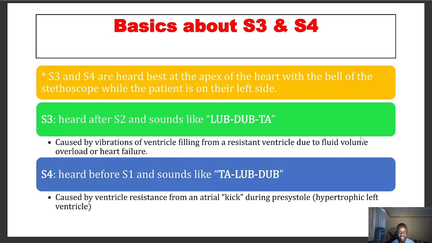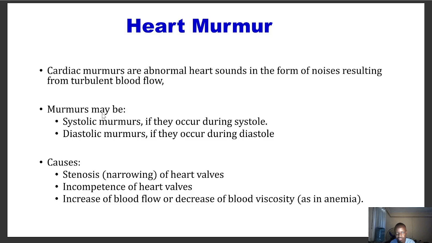Then S4 is always heard before S1. The sound can be like ta, lub, dub. So it starts before S1. What are the causes? It's caused by ventricular resistance from an atrial kick during presystole. So we talk of issues with a hypertrophic left ventricle. That's about S3 and S4.